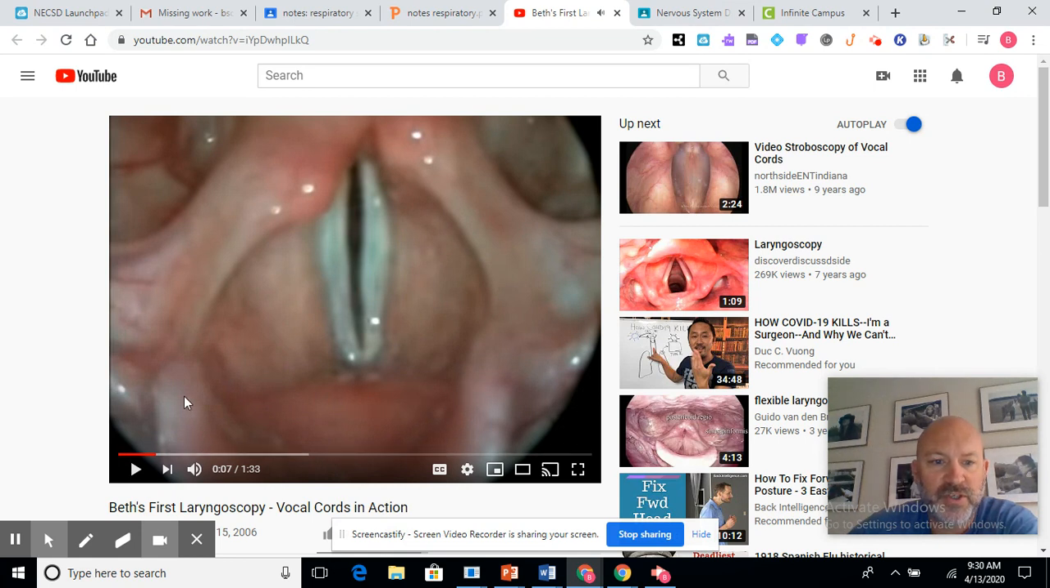So this big structure here, this is a big flap of tissue. This is the actual epiglottis. These are the vocal cords within the larynx, and you can see as she's speaking or singing, you can see how these vibrate.